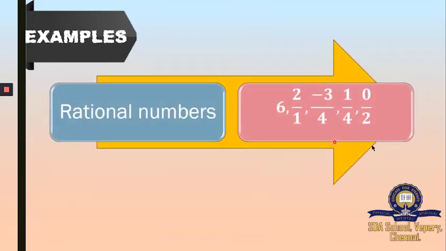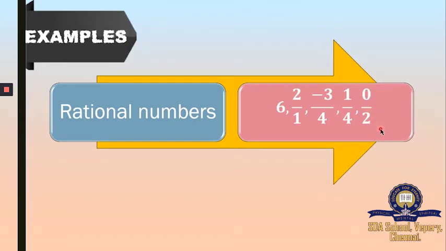So these are the examples for rational numbers. Now, can you guess whether 6 is a rational number? It has no denominator, right? But then we will assume the denominator to be 1. So here the given number is 6 by 1. So it is also a rational number. Okay, so 6, 2 by 1, minus 3 by 4, 1 by 4 and 0 by 2. All these are rational numbers.